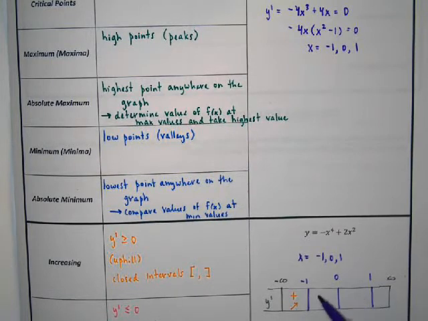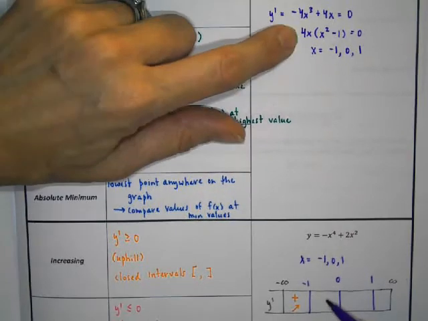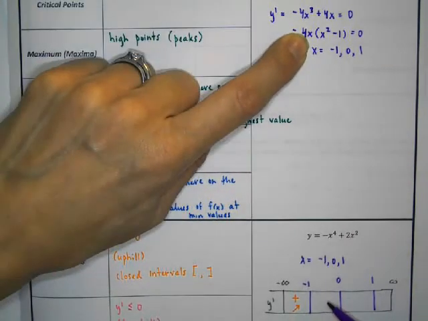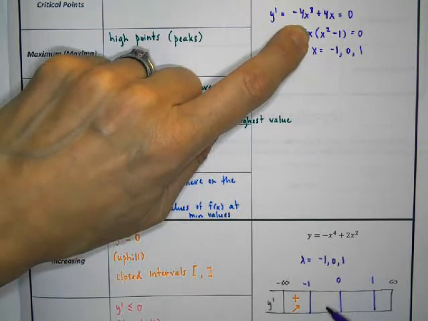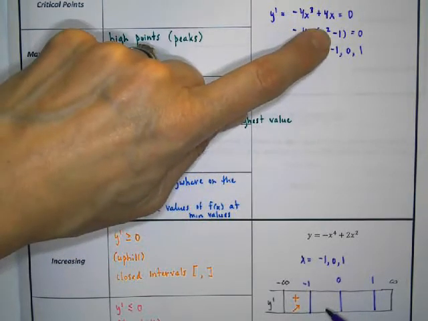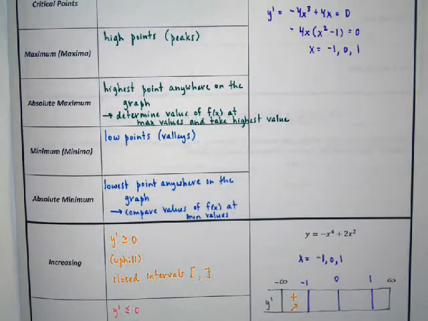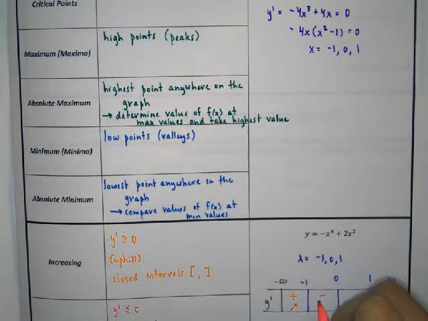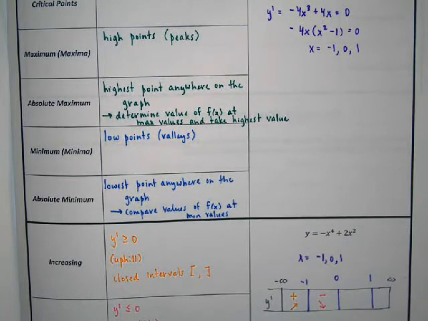And then I try something between 0 and -1. So I'll plug in -1/2. Again, now negative times a negative gives me a positive. But -1/2 squared is a 1/4 -1, and that's going to be negative. So I know on this interval, my derivative is negative. So I'm decreasing. So I'm decreasing from -1 to 0.